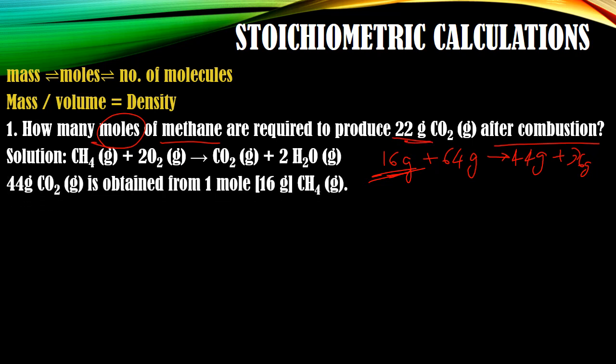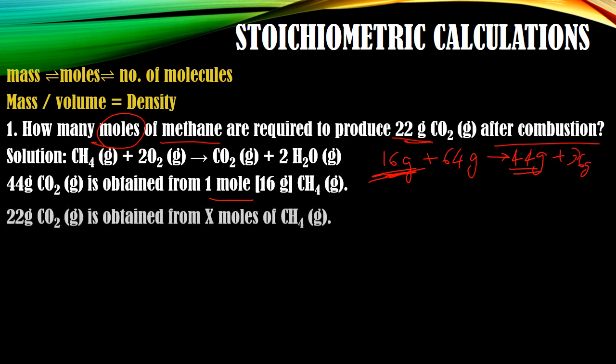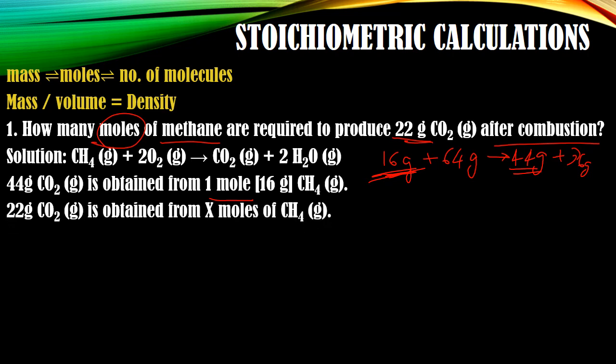Now what we have seen here is we are getting 44 grams of carbon dioxide when we have 16 grams of methane. 16 grams is nothing but 1 mole. Now these calculations are like simple cross multiplications. So 44 grams is obtained from 1 mole, 22 grams will be obtained from X moles. So simple cross multiplication, and we get the value of X to be 0.5 moles. Now it's very obvious, if 1 mole is giving 44, then 0.5 will give you 22 grams of carbon dioxide.